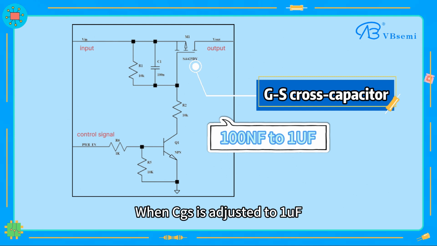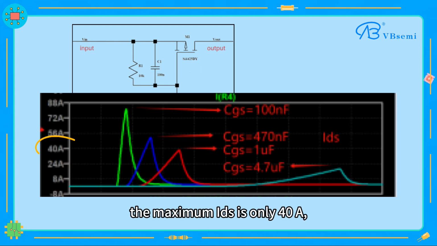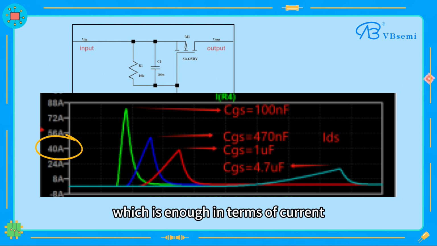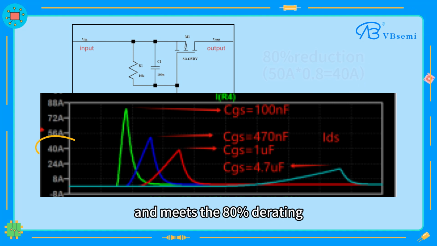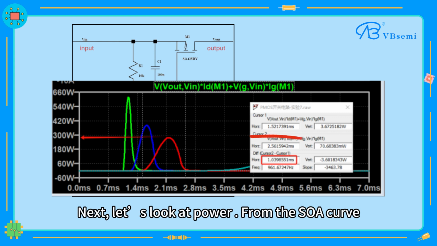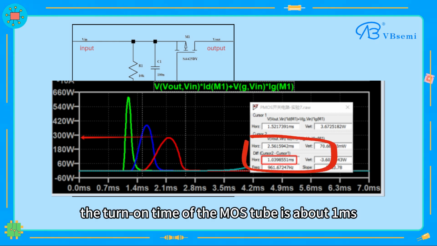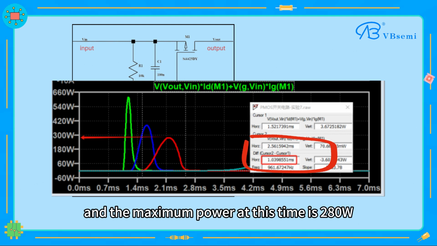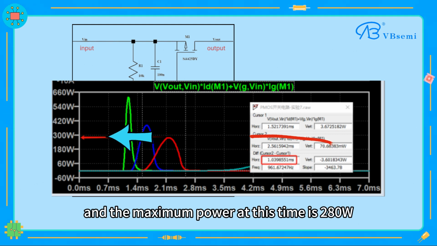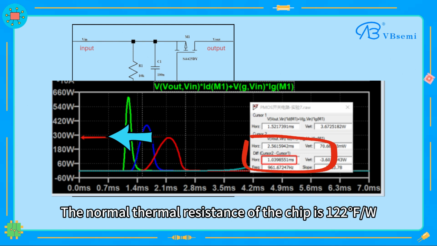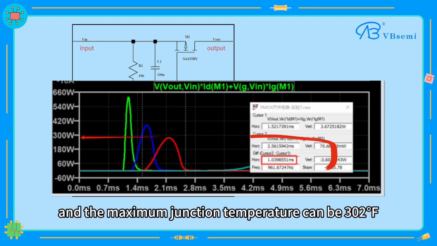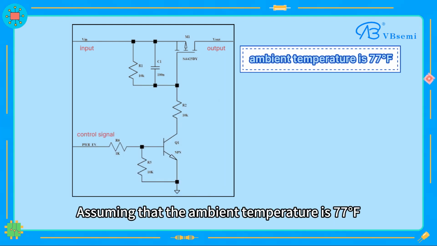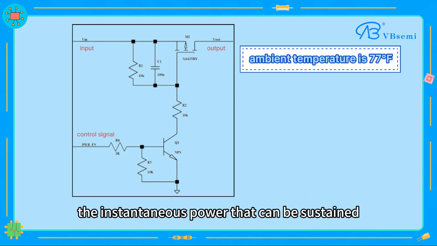When CGS is adjusted to 1/2, the maximum IDS is only 40 A, which is enough in terms of current and meets the 80% derating. Next, let's look at power from the SOA curve. The turn-on time at the MOS tube is about 1 ms, and the maximum power at this time is 280 watts. The normal thermal resistance of the chip is 122 degrees Fahrenheit per watt, and the maximum junction temperature can be 300 degrees Fahrenheit.